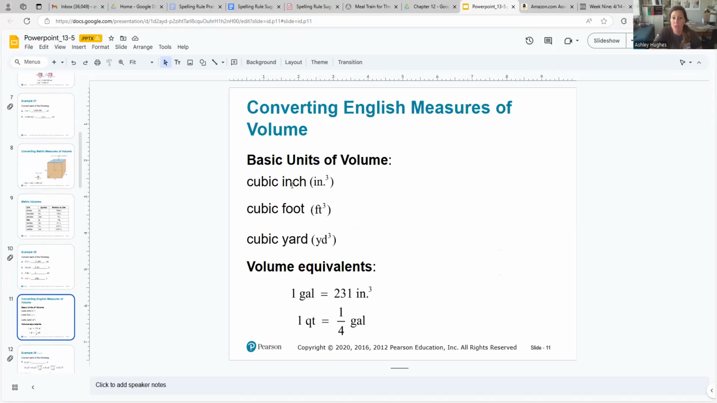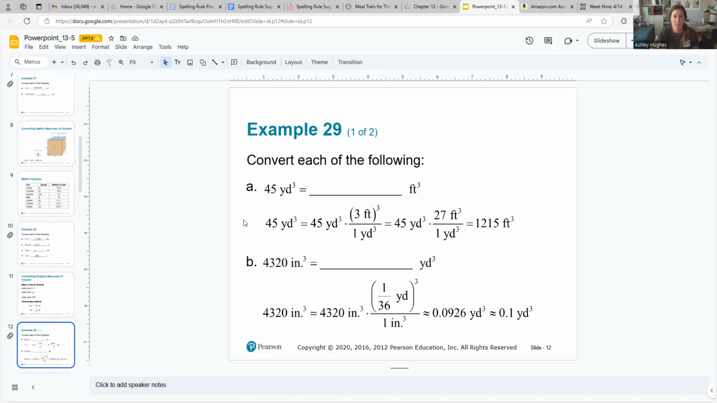Basic units of volume: you have cubic inch, cubic feet, cubic yard, and here are volume equivalents with English measurements. This is what we usually see here in America: 1 gallon is 231 inches cubed. 1 quart is 1/4 of a gallon. Convert 45 yards cubed to feet cubed. They're showing you what to do. Like I've been explaining, I'm going to talk through it as well.